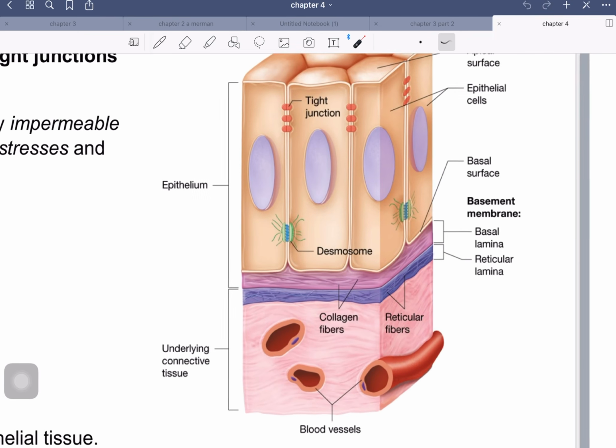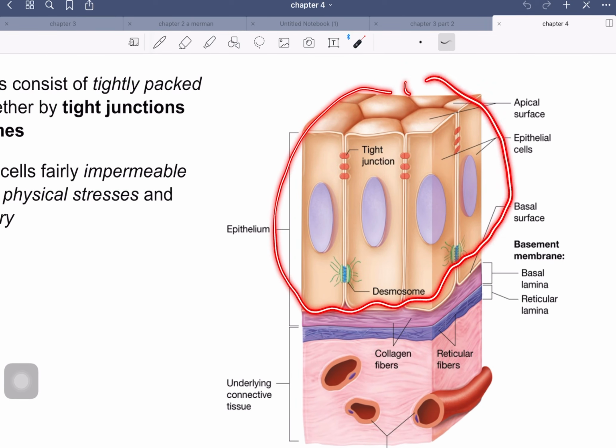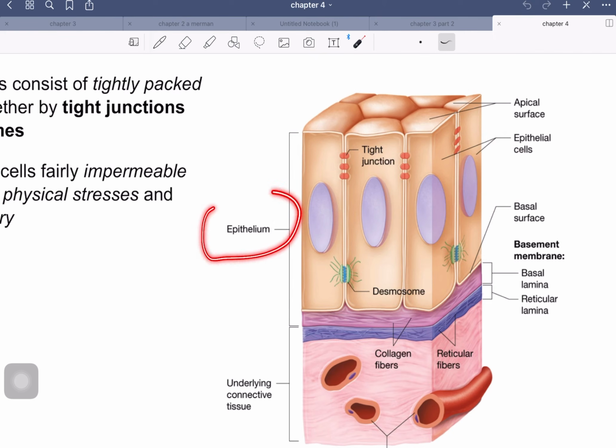So let's go back to the diagram. We can see it here. Here's our avascular epithelium, or epithelial tissue. We have a basement membrane, and the basement membrane is made of the basal lamina and the reticular lamina. The basal lamina is really extracellular matrix that was produced by the epithelium above, and the reticular lamina is contributed to by the underlying connective tissue.